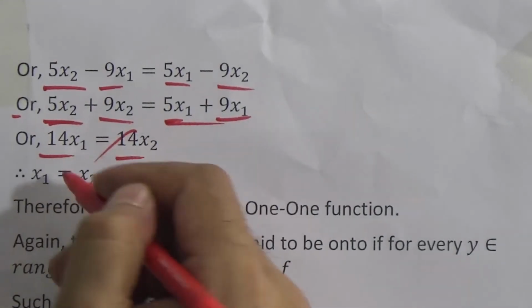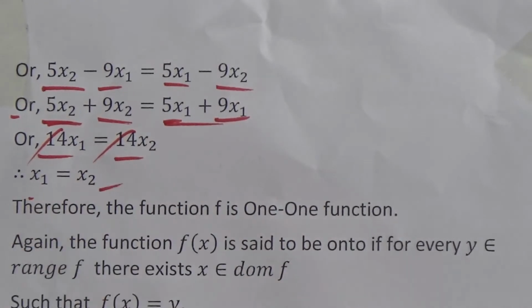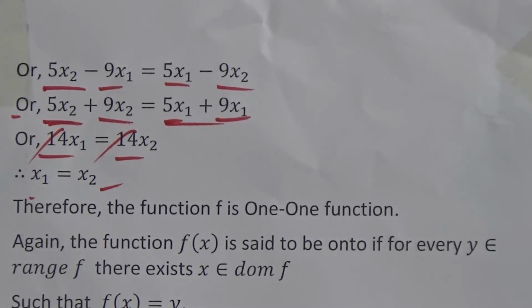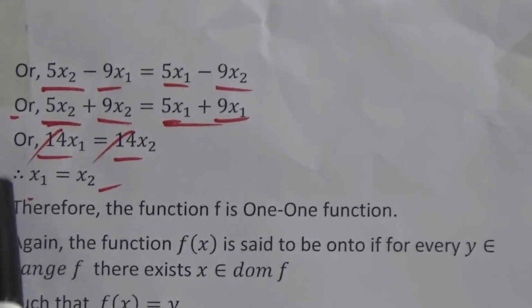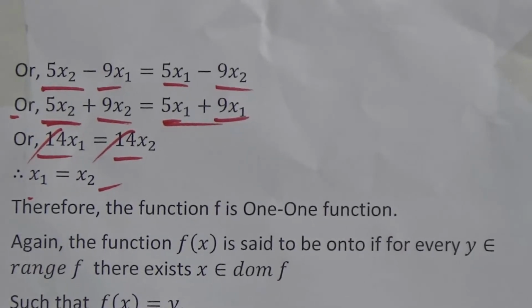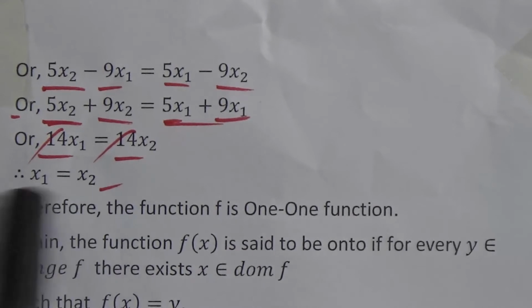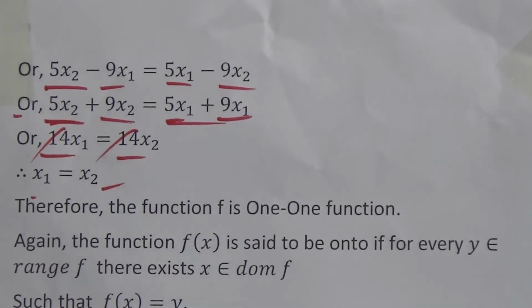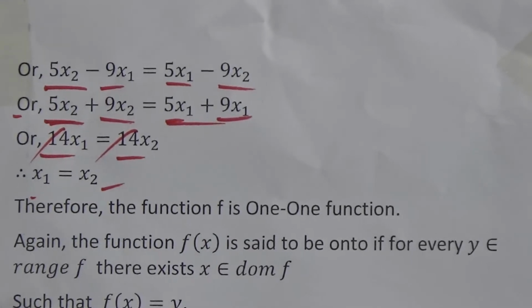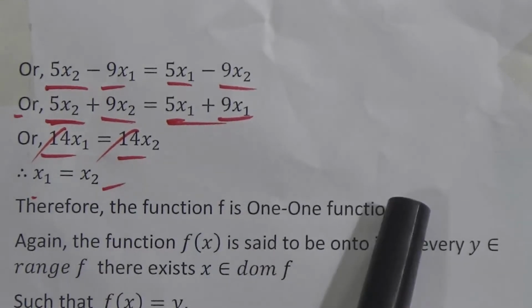If we divide by 14, we will get x1 equal to x2. Dear students, our condition was: if the images are the same, then the elements will be the same. Here we have shown that from the same images, we are getting the same elements. It means that the function f is 1-1. So we can say, therefore, the function f is a 1-1 function.